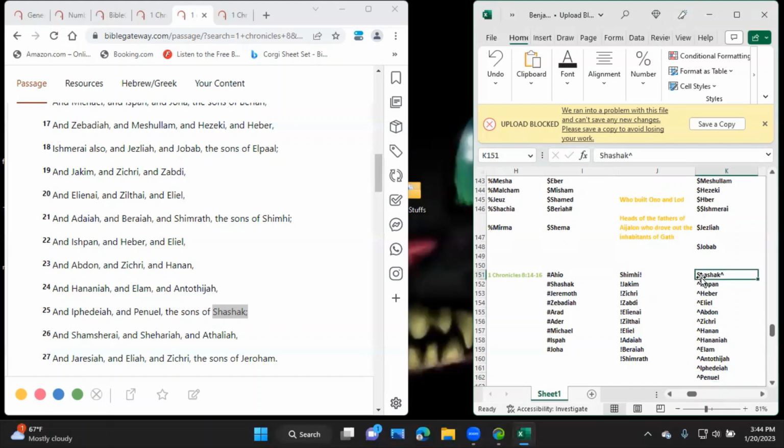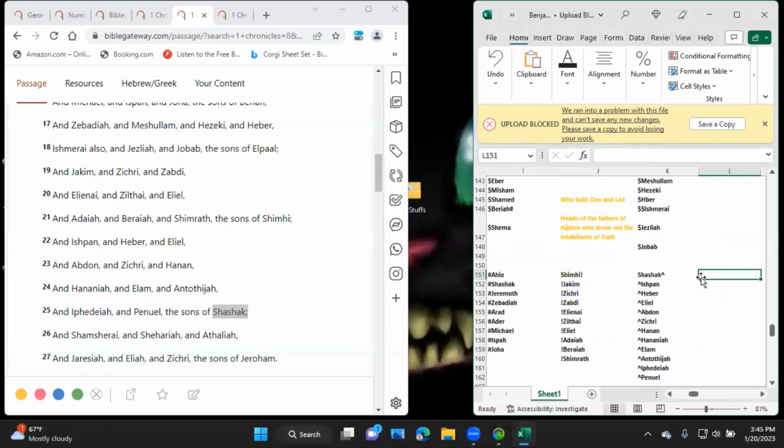And one more genealogical line that I'm not entirely sure how it fits, but again, a tribe of Benjamin, is verse 26 and 27. Jumping down to verse 27 at the very end, the sons of Jeroham, denoted with those parentheses. Verse 26, and Shamsherai, Shehariah, Athaliah, Jaareshiah, Eliah, and Zichri, the sons of Jeroham.